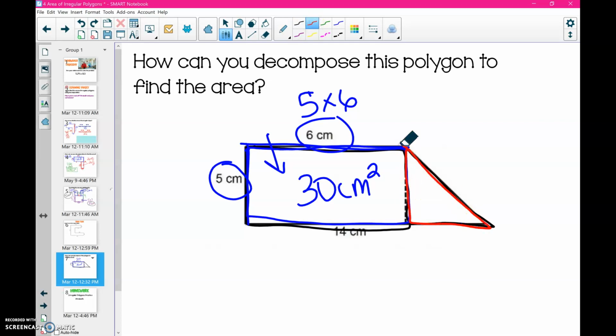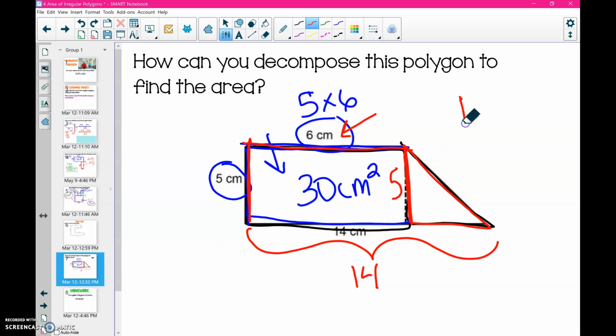So we need to know, well, if I look, this height of the triangle is the same as this side of the rectangle, so I know that's 5. And the 14 is for the whole thing, so that's 14. But this much of it is 6, so I know if I do 14 minus 6, oops, I get 8. Well, that's what this leftover piece would be. So for my triangle, I've got a base of 8 and a height of 5.